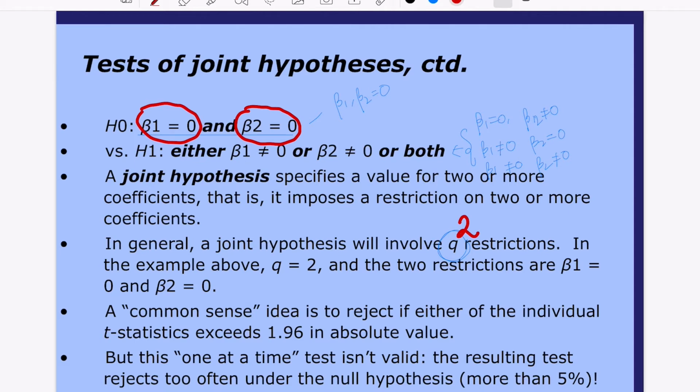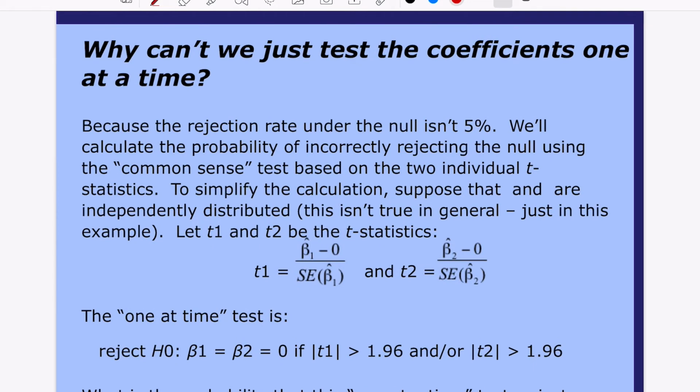And a common-sense idea is to reject if either of the individual t-statistics exceeds 1.96 in absolute value. But this one at a time, like we have the box, right? Yes, no question. If we do this, the probability is not the normal distribution that we want. It is skewed to the alternative side, right? So let's look at why we can't just test the coefficients one by one, right? The reason, simply, is that the rejection rate under the null is not 5%, right? So we wanted to keep it to 5%, and that's what it means to have a 95% confidence interval. So we want 95% confidence in the end, right?